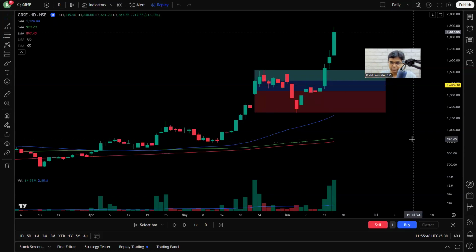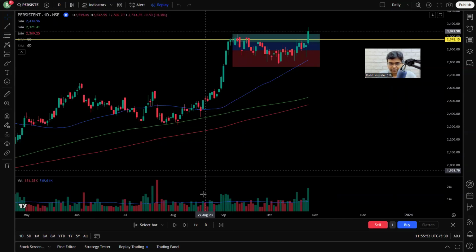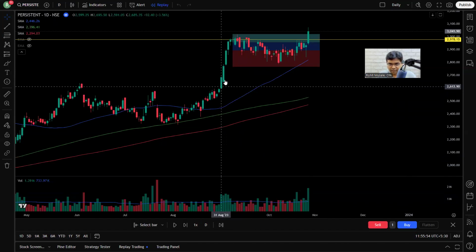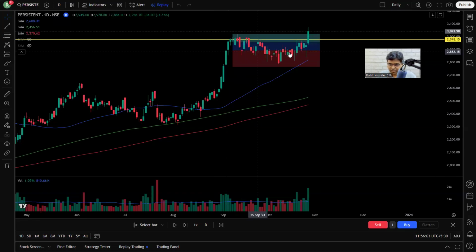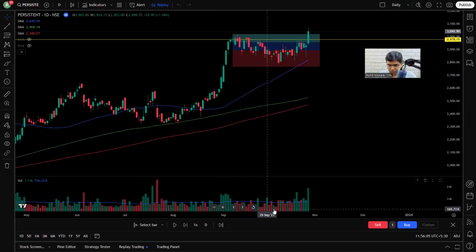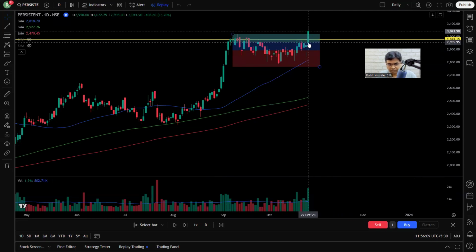Okay, next. After this video, you should not be confused about volume. Okay, see, look at these candles when the price is going up. Look at these volume bars. Very high volume coming in there. This is Persistent Systems. Very high volume. Then it starts to form a base. Most of the red bars are below that blue line. And then suddenly the breakout comes.